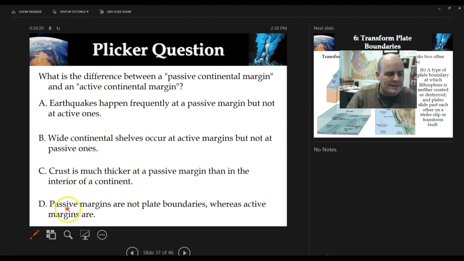But really what it comes down to here is the last one here. Passive margins are not plate boundaries, whereas active margins are. The active margins, or where plate boundaries occur, have active tectonics, active earthquakes, active volcanoes. So the eastern United States is not a place where we have an active margin. It is a passive margin. The western United States, though, the whole western part of the western United States, are active margins.